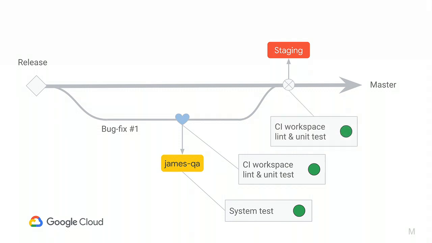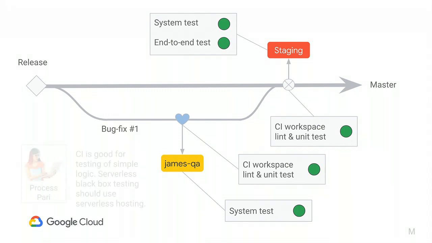Then when he merges into master, there are lint tests in the CI/CD system. And then it's auto-deployed to staging. There are system tests run, just like on James-QA. And there are also these more business-focused end-to-end tests run in staging. And there, all branches are mixed up in staging too, so we test all of them.